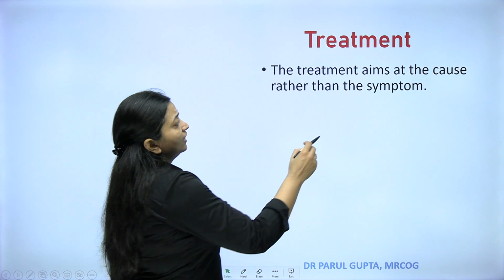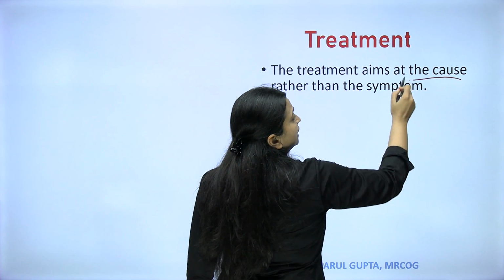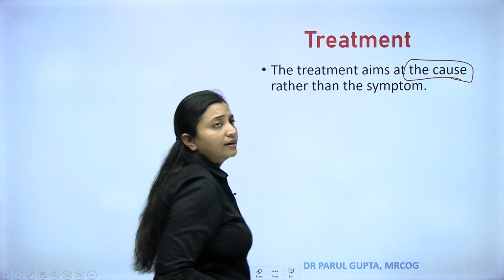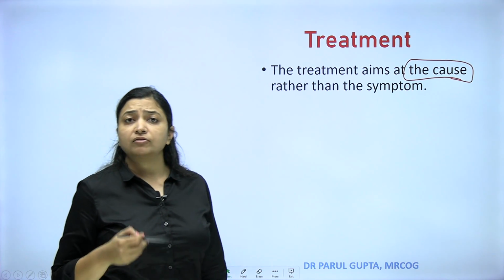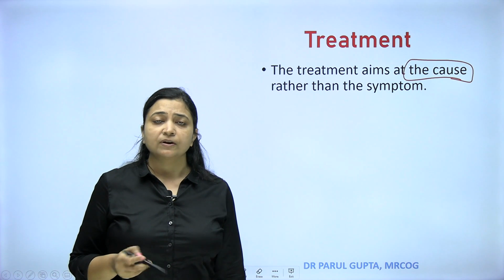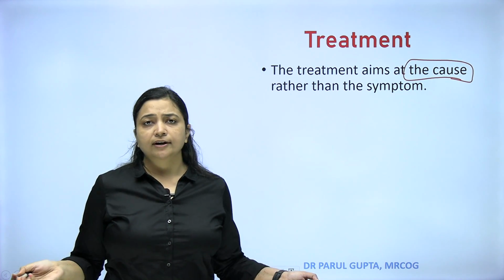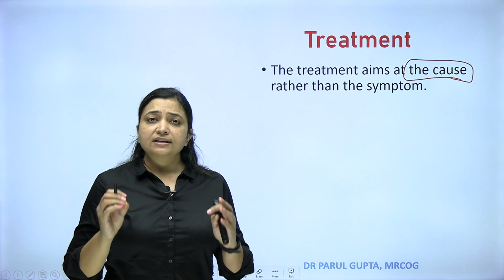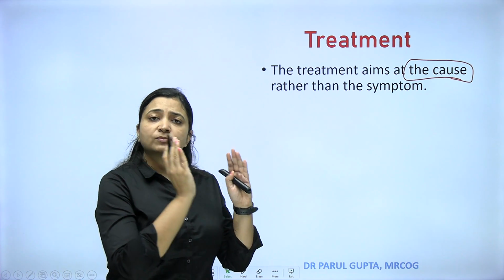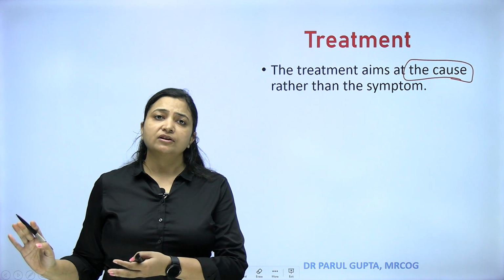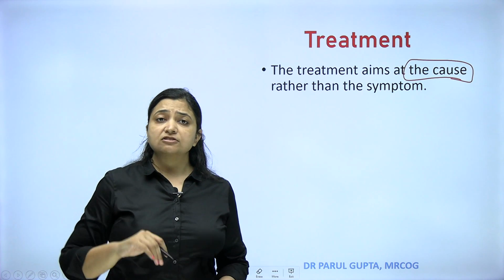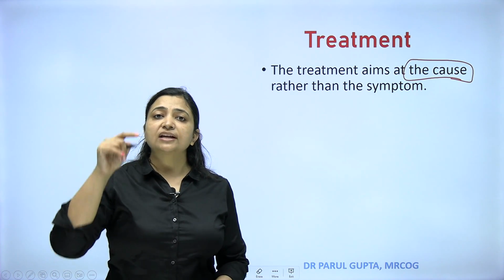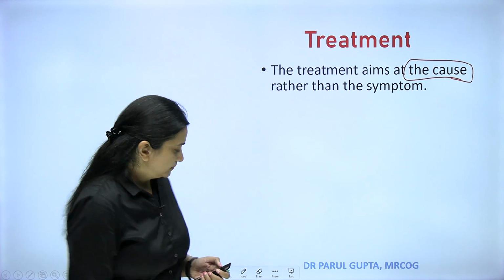The treatment aims at the cause rather than the symptom. So if you are seeing any fibroid, remove that fibroid. If you are seeing any polyp, remove that polyp. If there are adhesions, go for adhesiolysis. Whatever is the diagnosis, go for the management of the pathology and the pain will be relieved by itself. But in cases of primary dysmenorrhea, we are curing that pain, not the uterus.